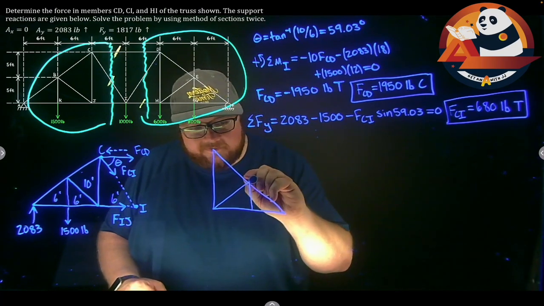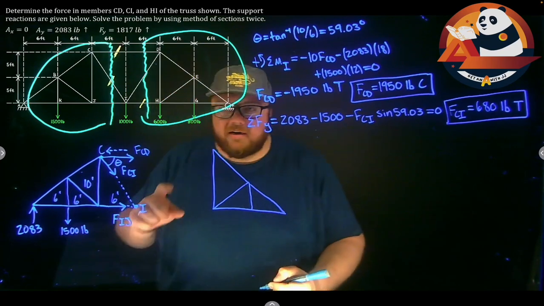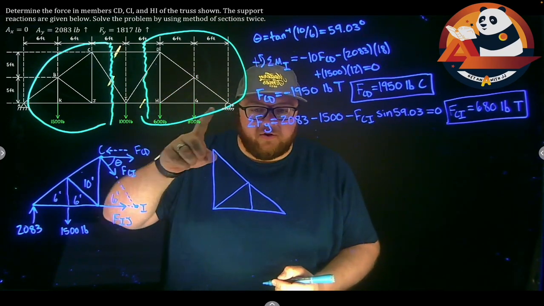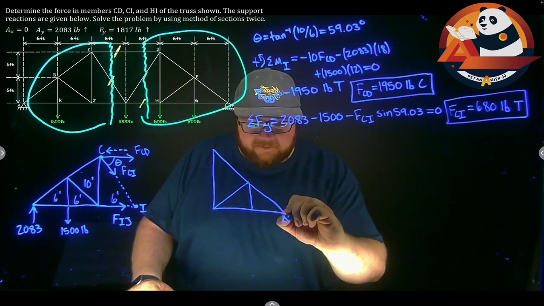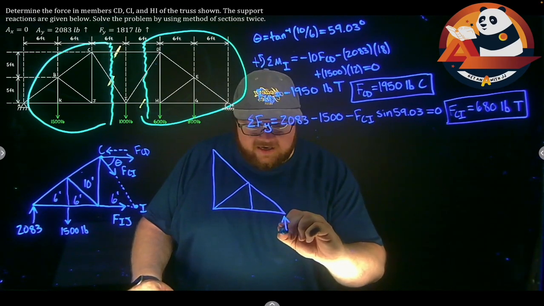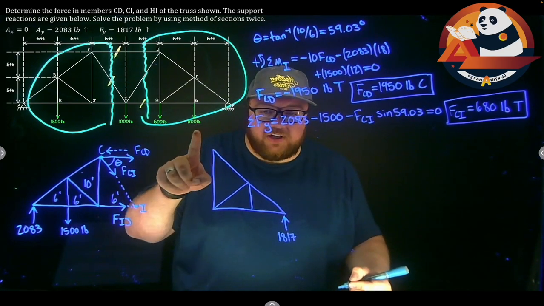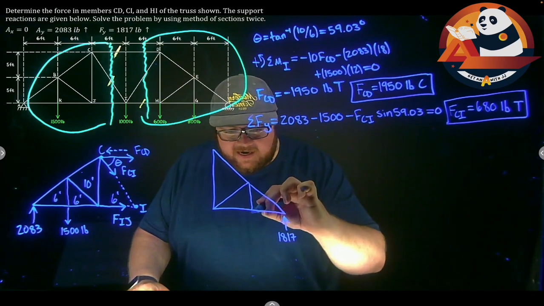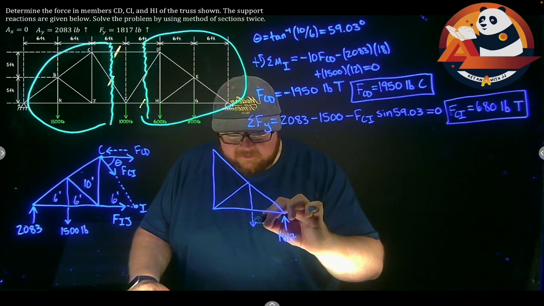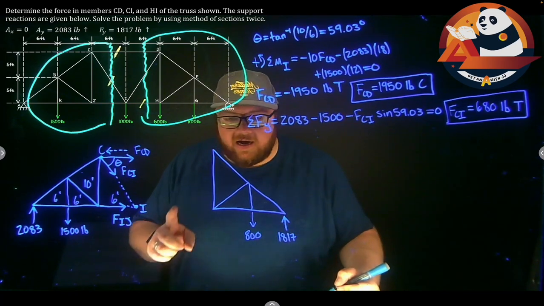Something kind of like that. I know I need my roller in here. That was point F, 1817, going straight up. That was given to us. Fy is 1817. I have at G an 800-pound force, so I'll have to include it coming straight down, 800.